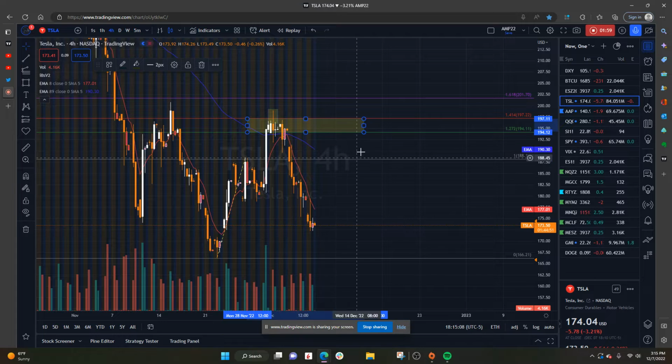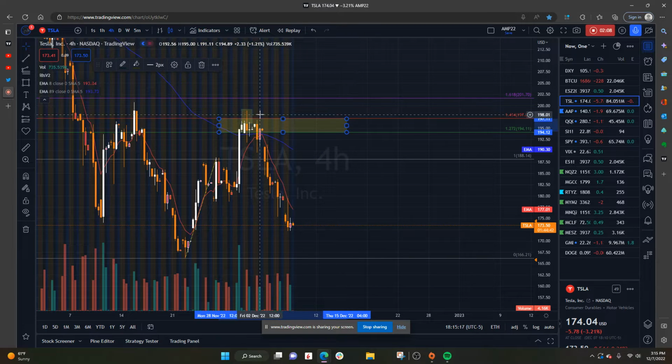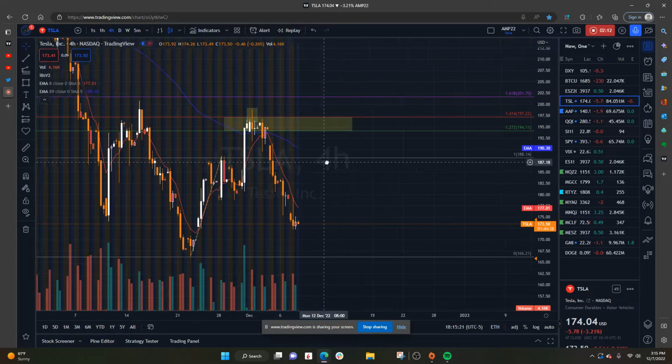Okay. And I'm going to show you how we use this primarily to get short, and then we know where to take profit and get back long. And that's the best thing about harmonic patterns. There's a lot of people that don't believe in them, and there's a lot of stuff that's taught about harmonic patterns that is absolutely a lie.